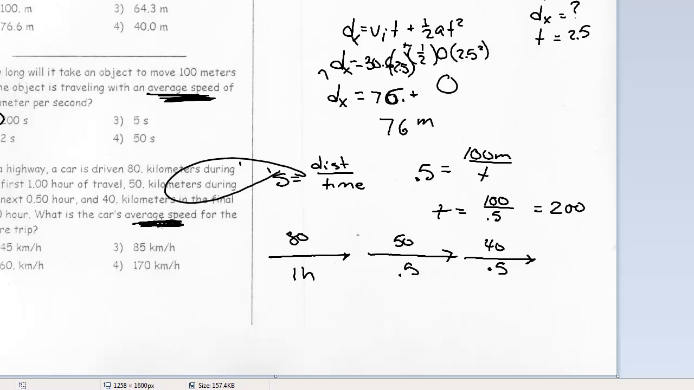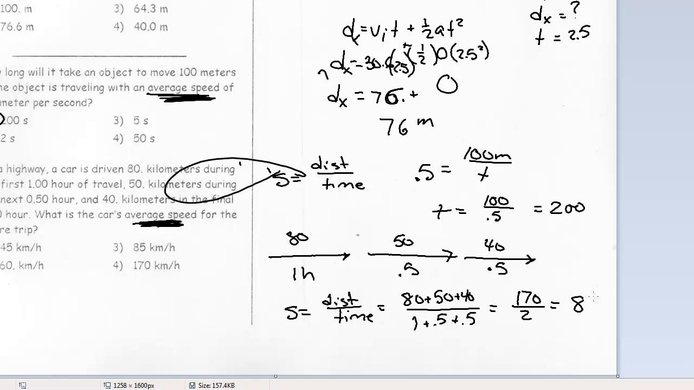So you see average speed. You know that this is not one of those constant acceleration problems. So we need to look at speed equals distance over time. Our distance is the 80 plus the 50 plus the 40. And our time is 1 plus 0.5 plus 0.5. So this is going to be 170 divided by 2, which is 85. What is this? km per hour.